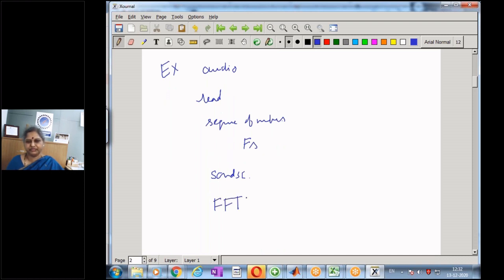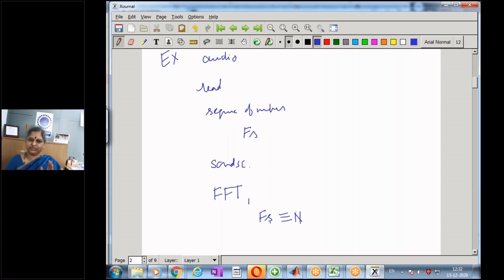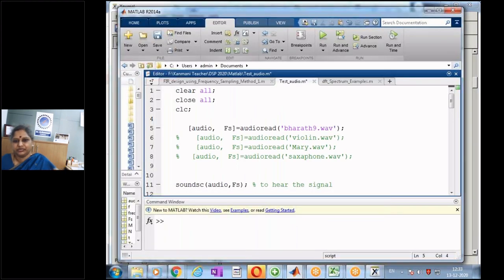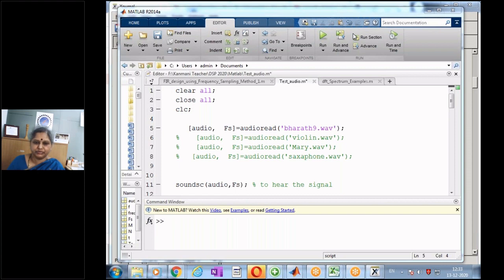We shall try to compute the FFT. And from the FFT mapping, we know to map an N-point DFT, it is equivalent to fs. And using this mapping, we will try to observe the spectrum of the signal. So we're going to take an audio signal, read it, hear it, and see the spectrum of the signal. We'll just take a few examples to see how the DFT is going to help us in getting the spectrum of the signal.